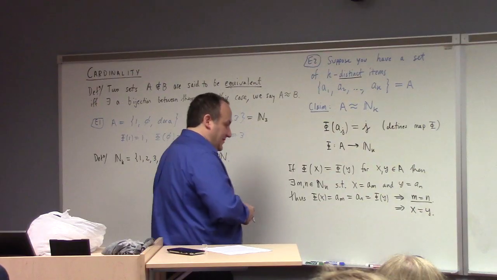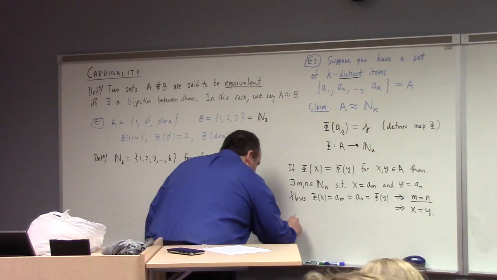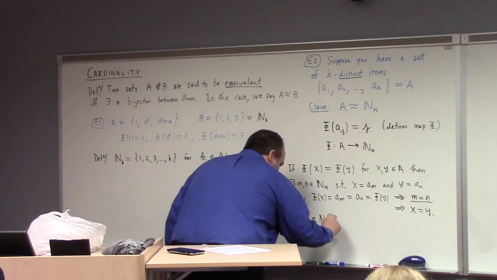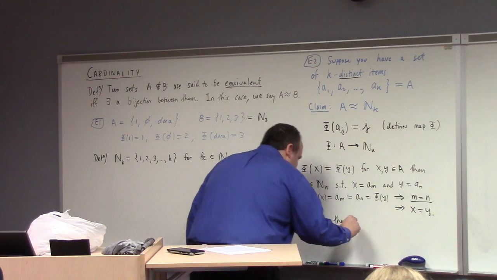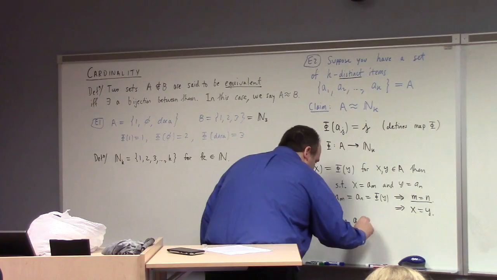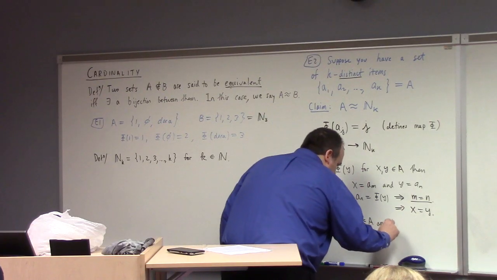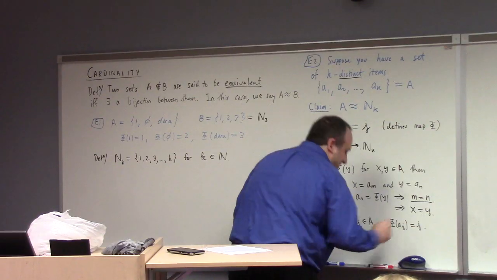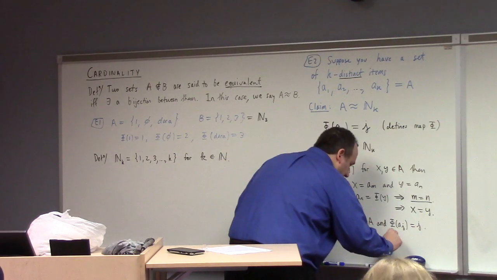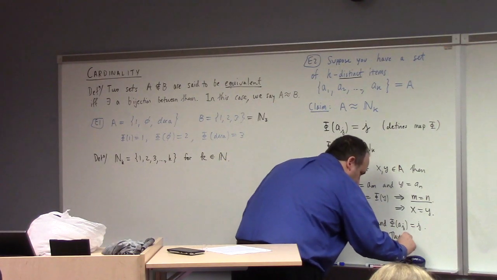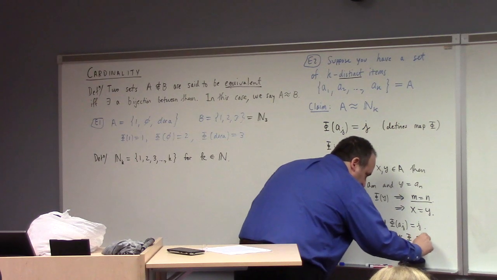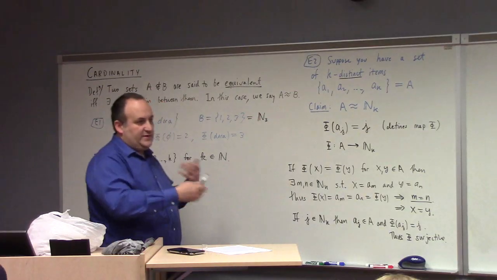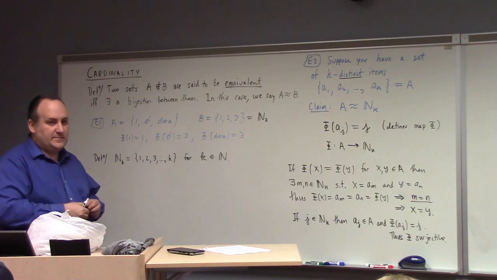Work myself into a corner here. But if j is in n sub k, then a sub j is an element of A, and phi of a sub j is equal to j. Thus, phi is surjective. It's onto, all right? Which means it's one-to-one and onto, therefore it's a bijection, right?